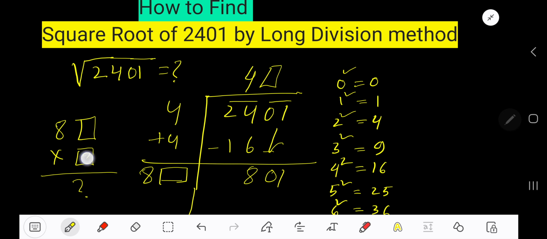If you consider 8 here, then what will happen? 8 times 8, 64. Write 4, carry 6 to the next column. 8 times 8, 64, plus 6, that gives us 70, 704. Here we need 801, so increase by 1, right? Let's put 9 here.